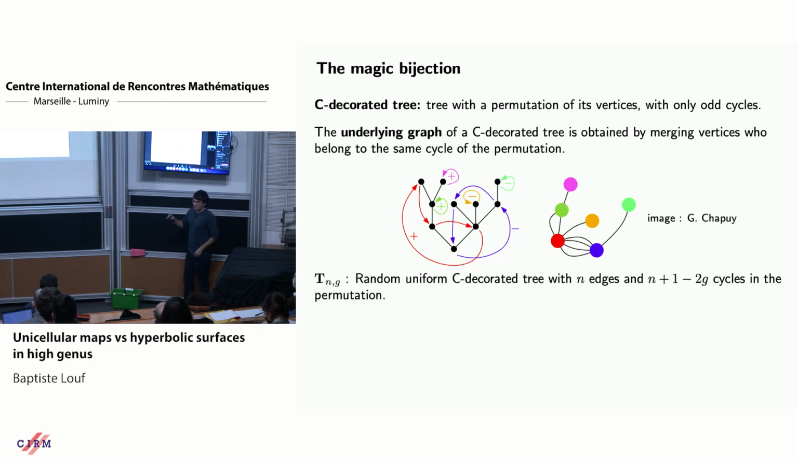The tree is a planar rooted tree. But then you forget about it. This is the underlying graph.